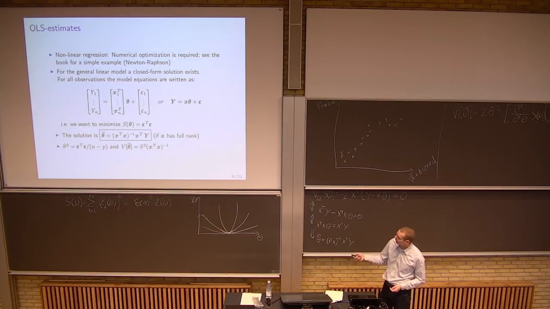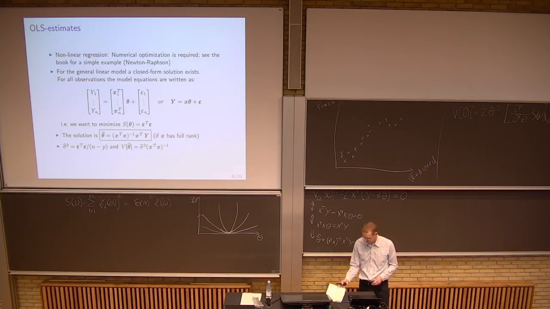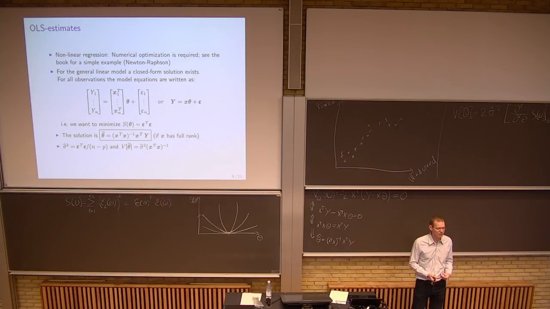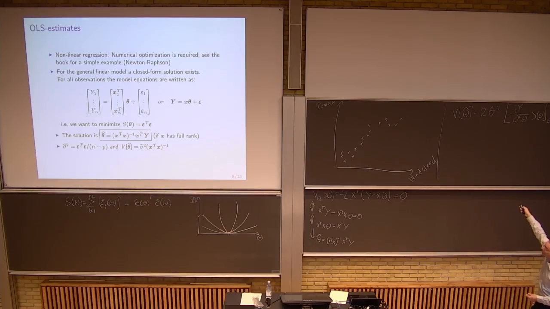Now, the variance estimation, we have that there. How do we get to that? First of all, you can say sigma hat square here is the inner product of the epsilons divided by n minus p. Now, how about the variance estimator here? Of course, it scales somehow with the variance of the observations. That is not just like up here.